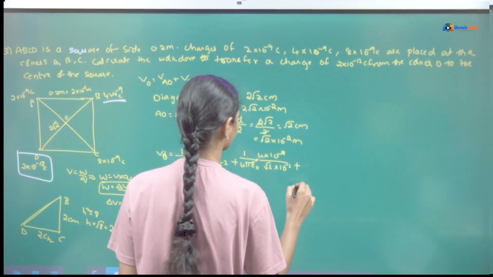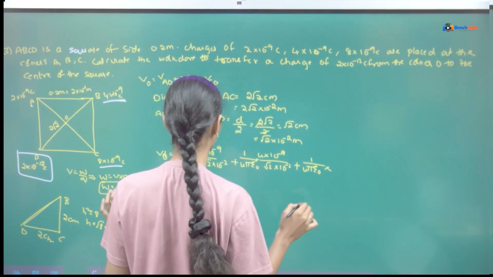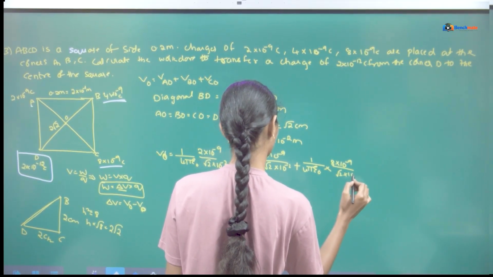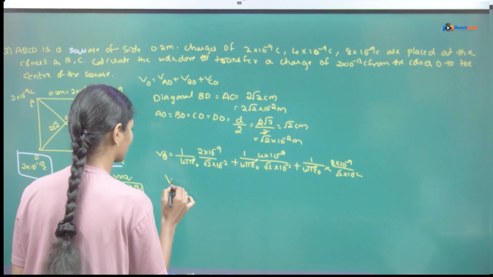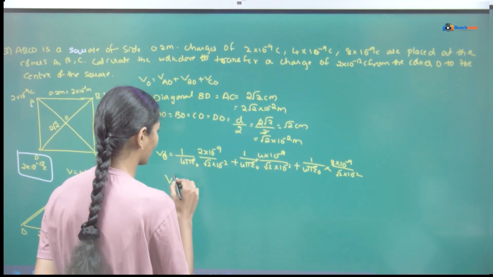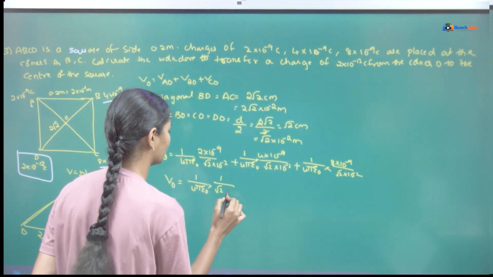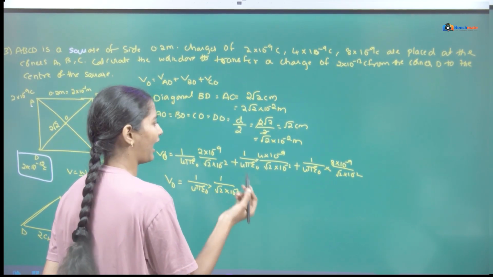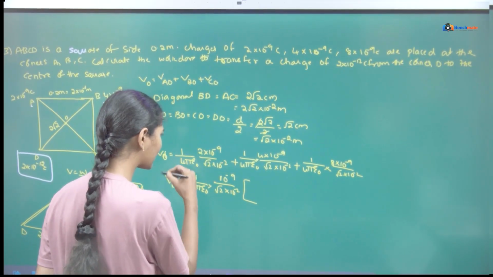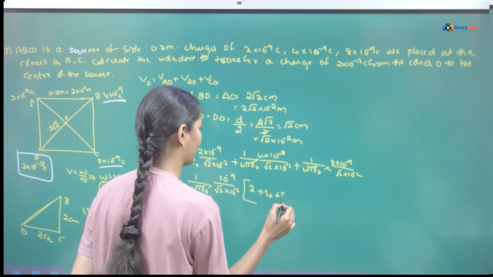Plus again 1 by 4 pi epsilon naught. At C you have 8 into 10 power minus 9 by root 2 into 10 power minus 2. So now VO is equal to, what all is common for me? 1 by 4 pi epsilon naught into 1 by root 2 into 10 power minus 2 is common, and in the numerator 10 power 9 is also common, that also I'll write outside. In the complete term everything becomes common, only 2 is left, 4 is left, 8 is left.